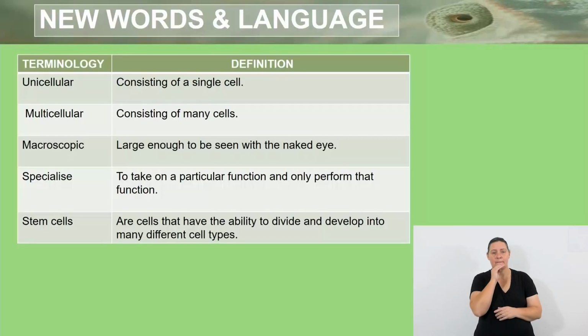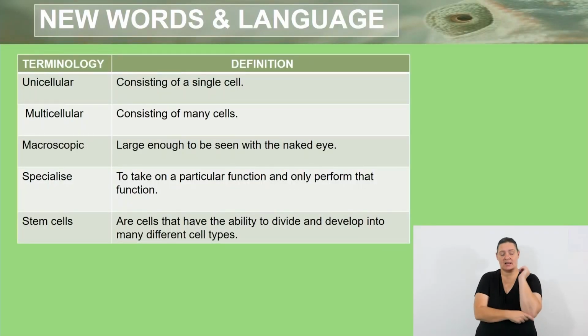The next term is specialized, which is to take on a particular function and only perform that function. So it is basically being designed for a purpose and fulfilling exactly that purpose. And then the last term is stem cells. These are cells that have the ability to divide and develop into any different cell type.